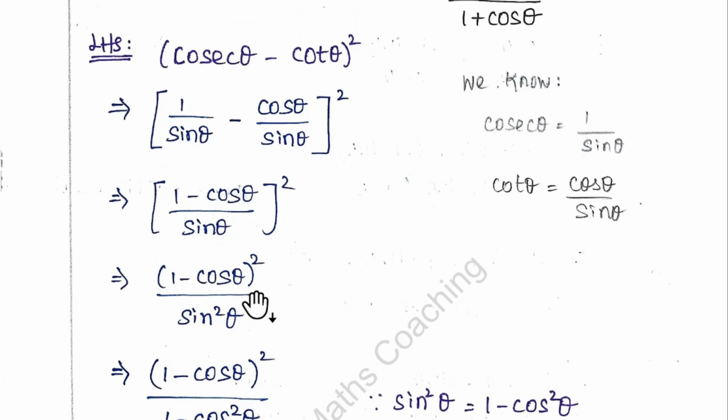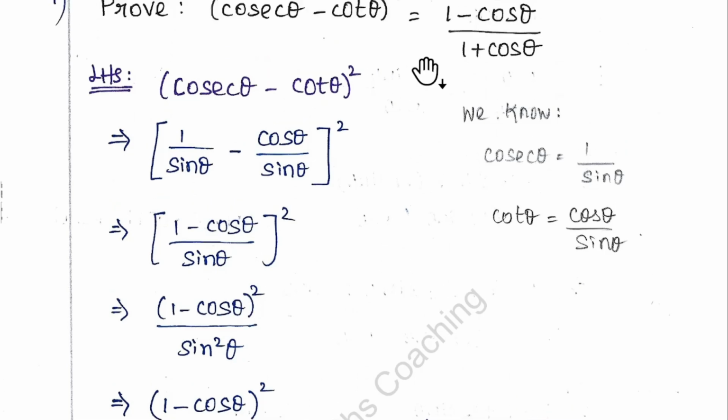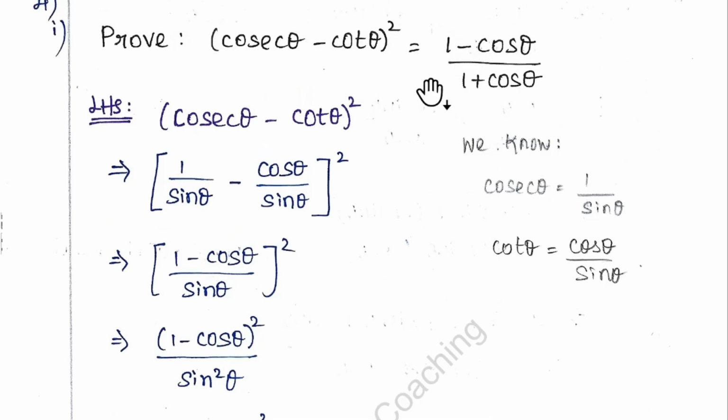So next, what can we do? Don't expand using the (a minus b) the whole square formula. Why? You have to first check out the proof. You have the numerator as 1 minus cos theta, right? You have the denominator as 1 plus cos theta. So in the numerator, we already have 1 minus cos theta. Only thing is the whole square is there.